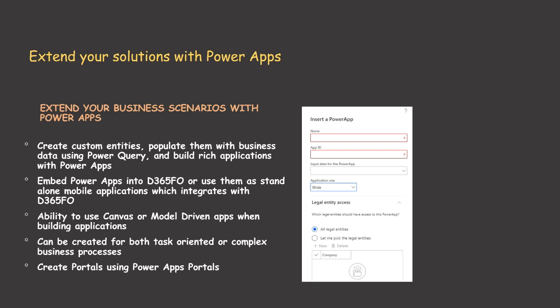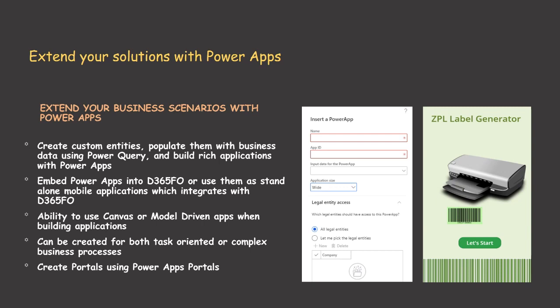And this is how you can insert the Power App, if you see the image. You have to give a name, and that's the app ID, which you copy from Power Apps. Then you can give input data for the Power App if you want to filter by the input, and you can also decide whether the application will be wide or not. That's up to you. This is the kind of example we can give: a PL label generator. Later on, I'll come to that example in BC. And this one we can do from F&O as well as BC, the same kind of example.